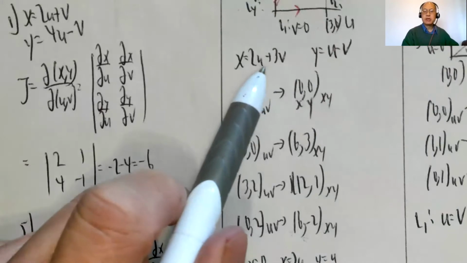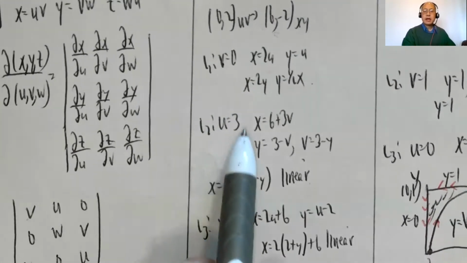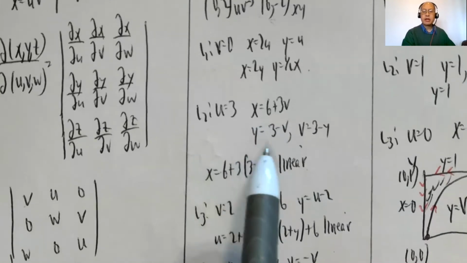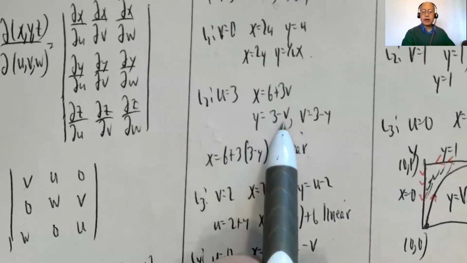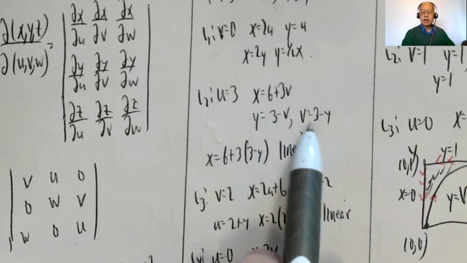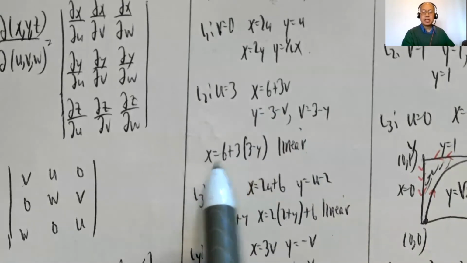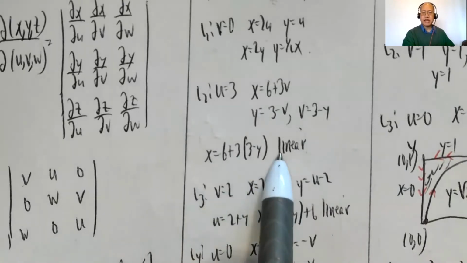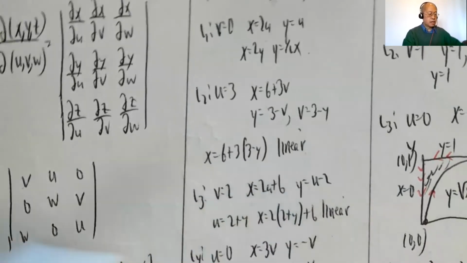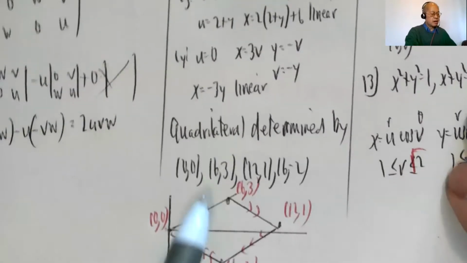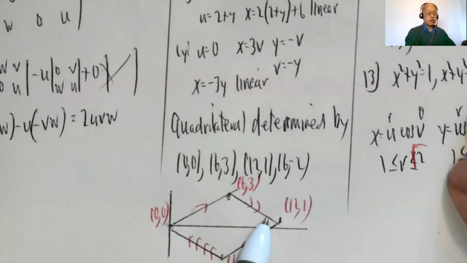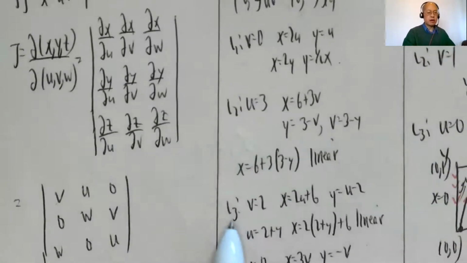L2, u equals 3. So I plug in u equals 3 right there and right there. I get x is 6 plus 3v and y is 3 minus v. A little bit of algebra, v is 3 minus y. Plug that in here. x is 6 plus 3 times 3 minus y. You could make that look like y equals mx plus b, but basically it's also linear, which means I can go in a straight line from 6, 3 to 12, 1. And all the others can be shown to be linear also.